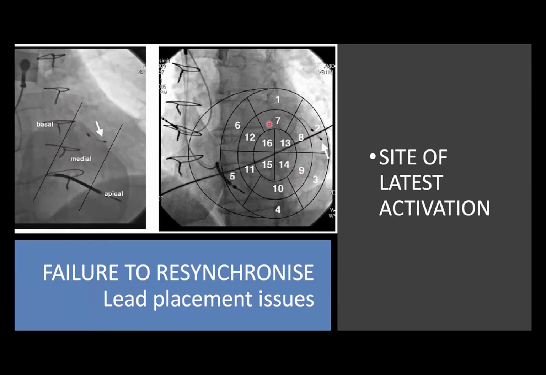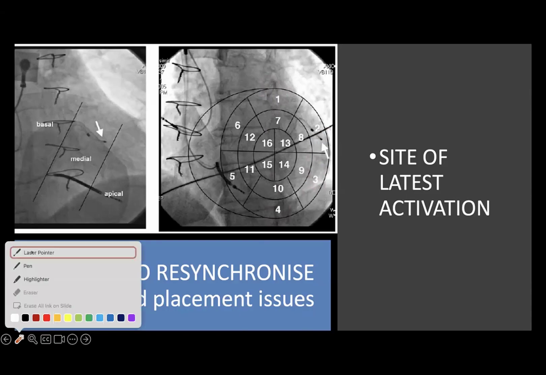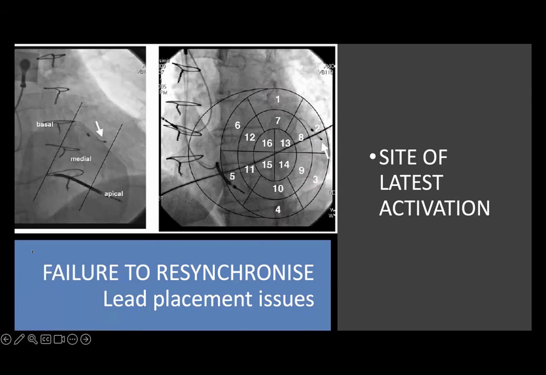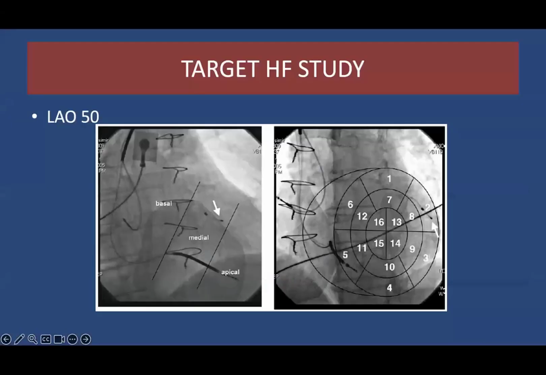And this is more like a parasternal short axis view with the anterior wall up here, the inferior or posterior wall over here, and this being the target spot in the left lateral wall. And this is usually the site of latest activation. And this is essentially where most of us are aiming to put our lead. So lead placement issues are important.